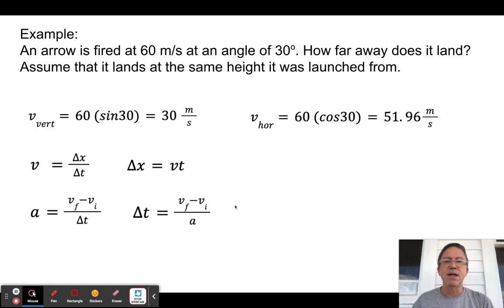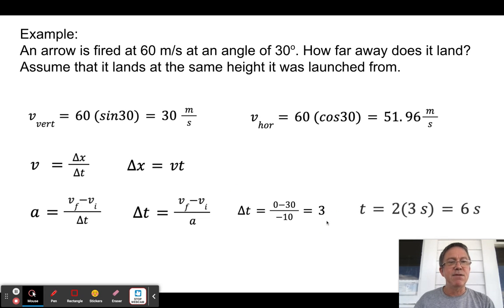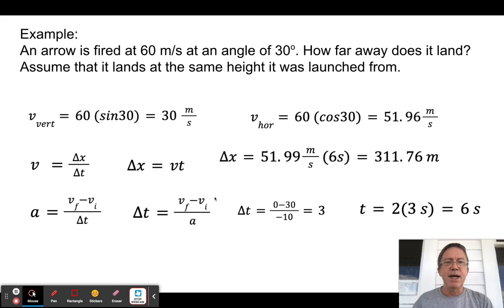So I'm going to say, well, I know that the final velocity on the way up was 0. The initial vertical component was 30. So therefore, it went up for 3 seconds. It had to come back down. That's 6 seconds. And then I say, well, I'm going to put 6 here. I'm going to put 51.96 here. And now I squeeze it up here. Don't ask me why. It's going to go 311.76 meters. I think that's all I've got for you here.